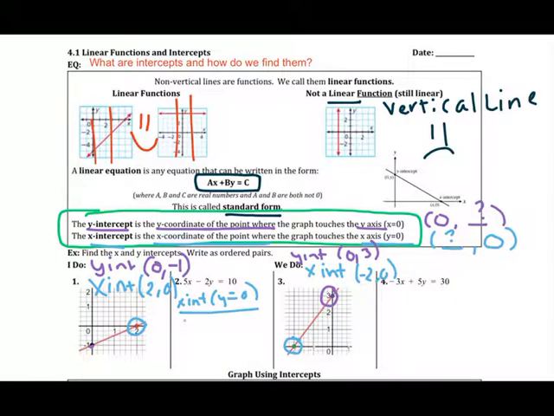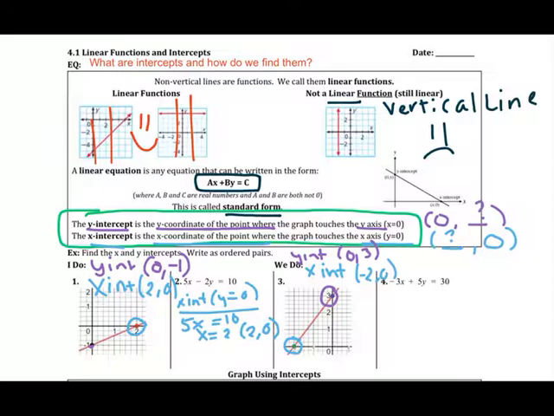If I plug in 0 for y, I get 5x minus 2 times 0, which is just 0. 5x minus 0 equals 10, which means that x is going to be 2. So the x-intercept is the point (2, 0). When I plugged in 0 for y, I got 2 for x.